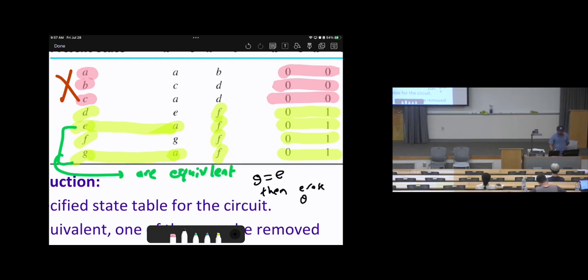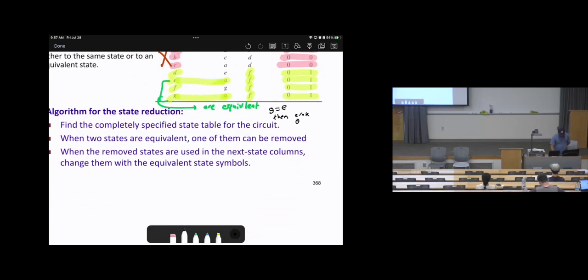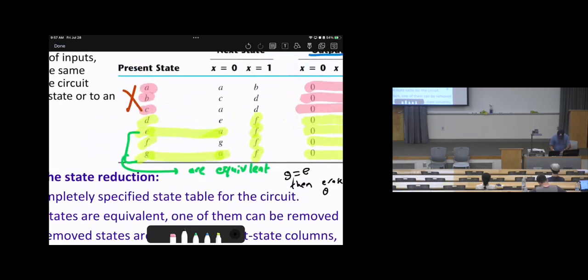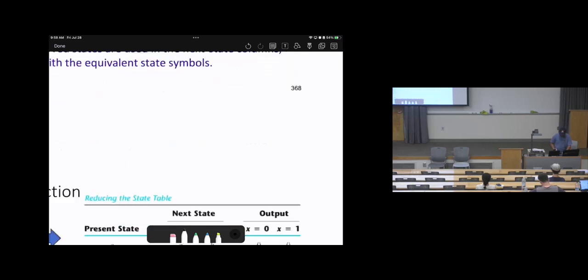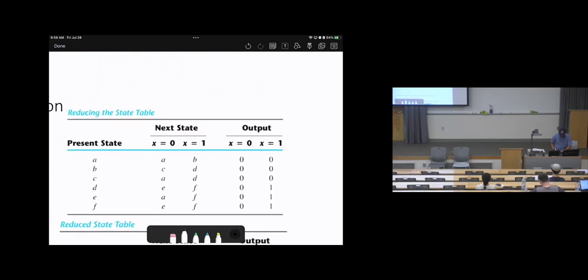So what I'm going to do is redraw this table by erasing G. We will erase this, and every time we see G, we will make it E. Here, is there any G? This is the only G, we'll make it E. That's the idea of state reduction: erase G, and in other states, make G equal to E. Then let's redraw the diagram, and we end up with this one: A, B, C, D, E, F. There is no longer G, and what was G in the past is now called E.